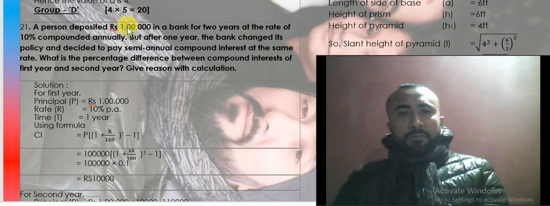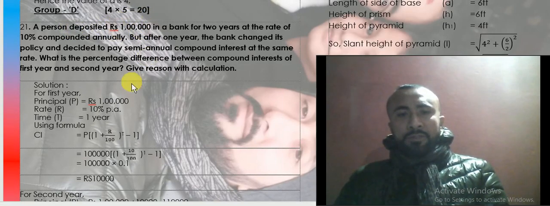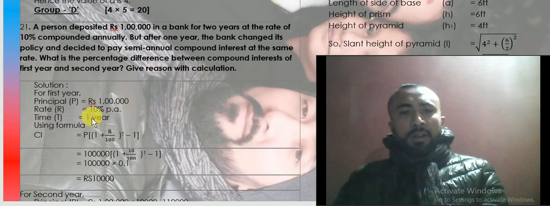Here we are given the principal, the amount of deposit, which is 1 lakh. The rate of interest is 10% per annum, and after 1 year the bank has changed the policy, so the time is 1. Using the formula, you get compound interest as 10,000.